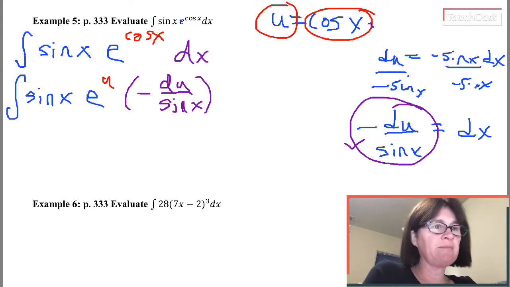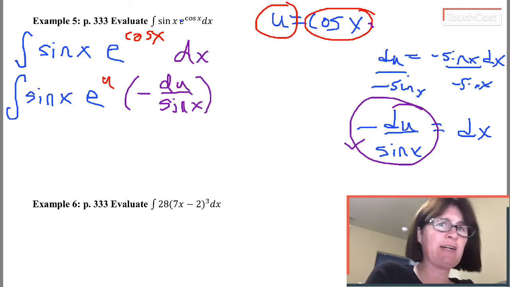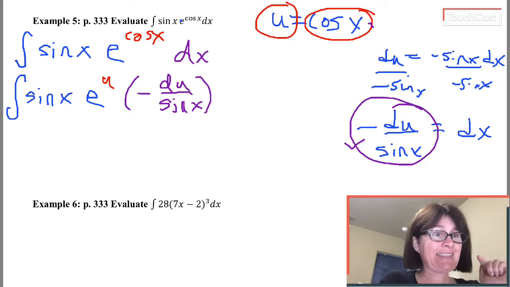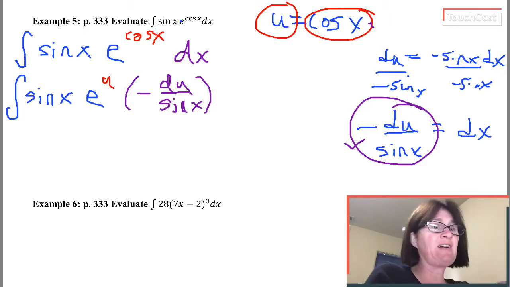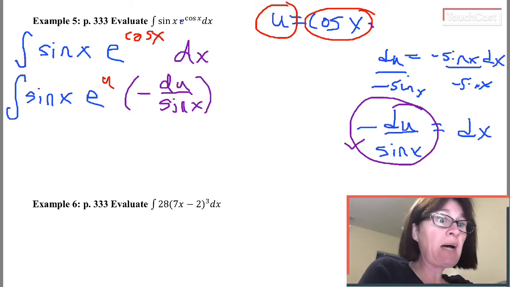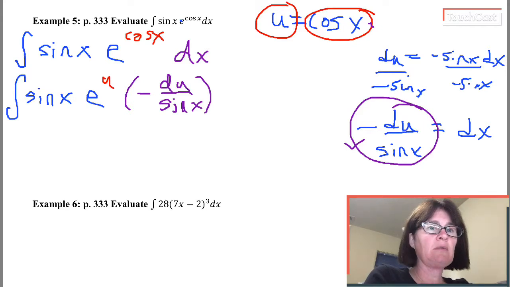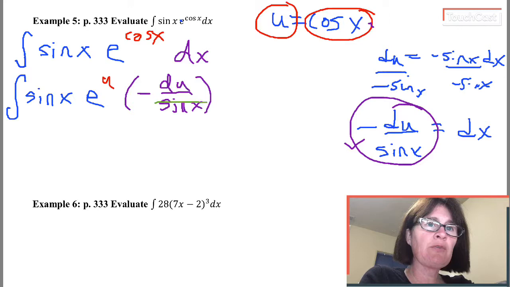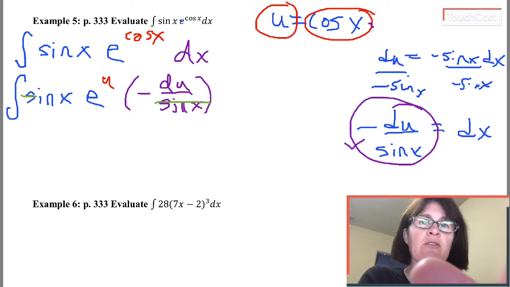Look at my new integral. It's like Frankenstein. It's got all kinds of junk in here. Plus I have two variables, I have u's and x's. I definitely may not try to find an antiderivative yet. But watch what happens. I need a neutral color here. See this sine of x? It's going to cancel with this sine of x.